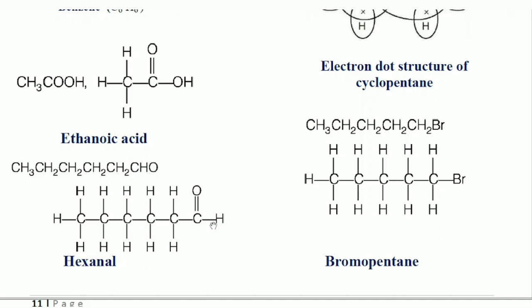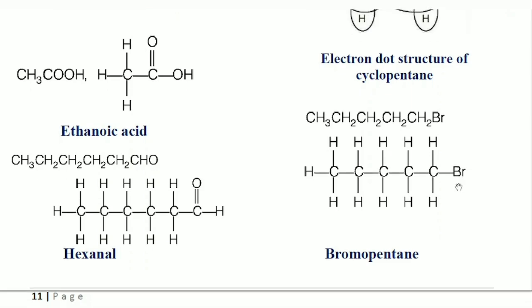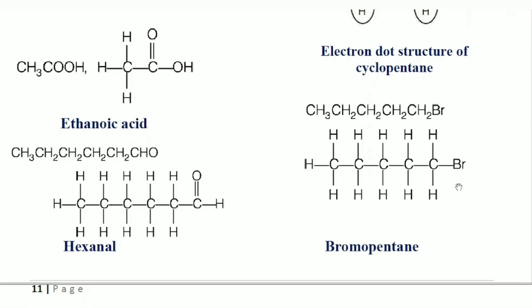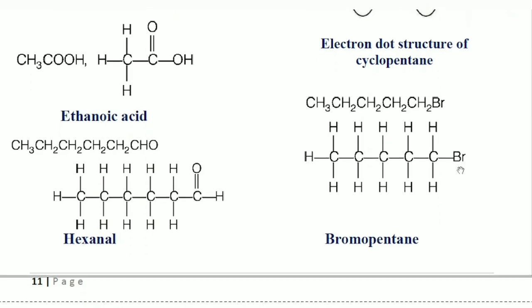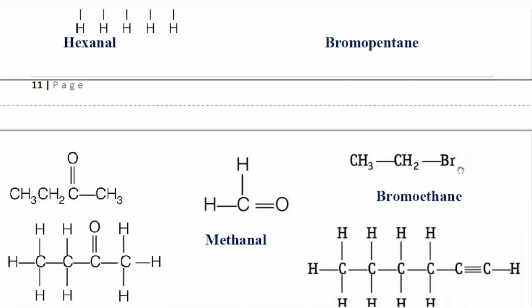Here bromopentane. Why bromopentane? Pent means 5 carbon atoms should be there. And ane means a single bond. See, everywhere single bond. Bromo: why are they adding the prefix bromo? It means bromine, Br, is present. It is attached. So bromopentane. Here you can see that the bromine group is attached.